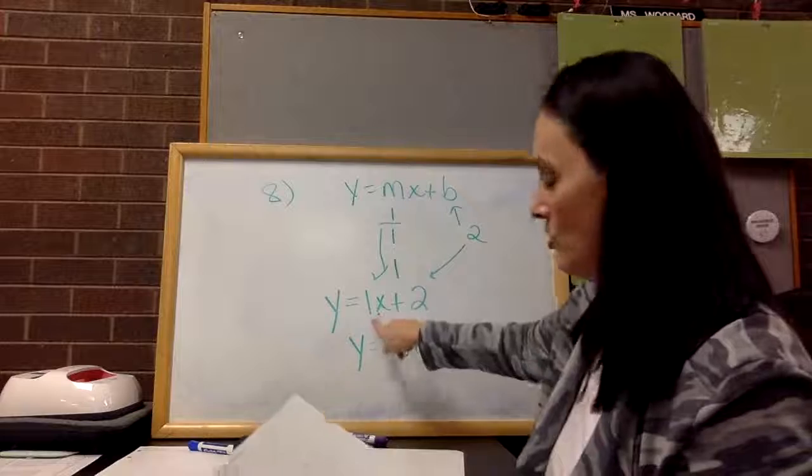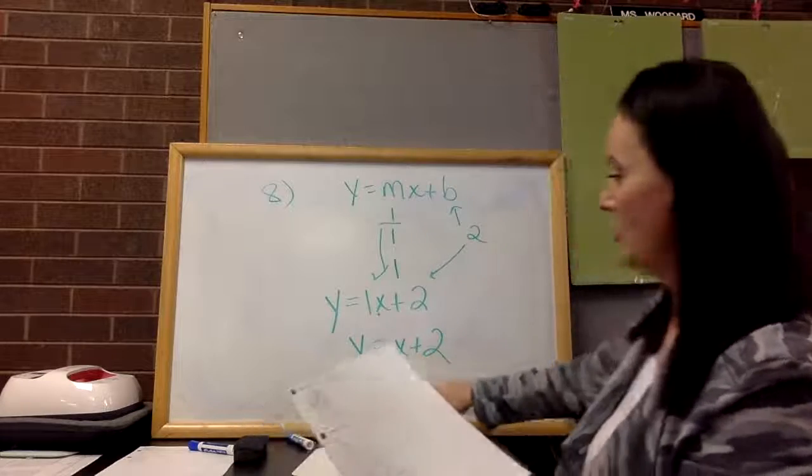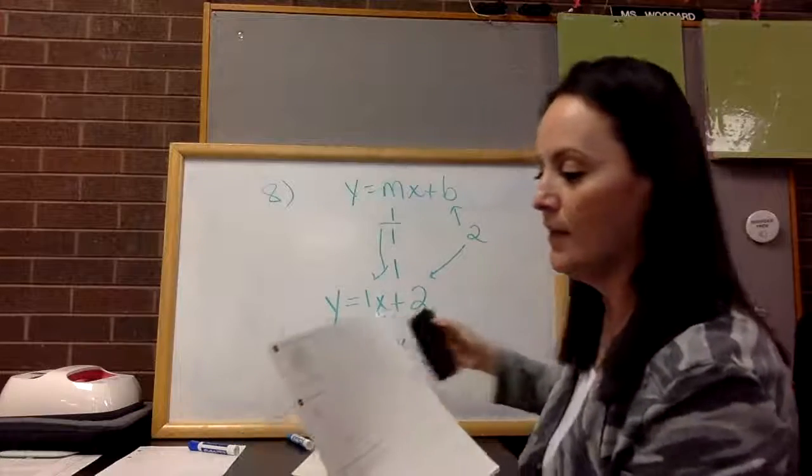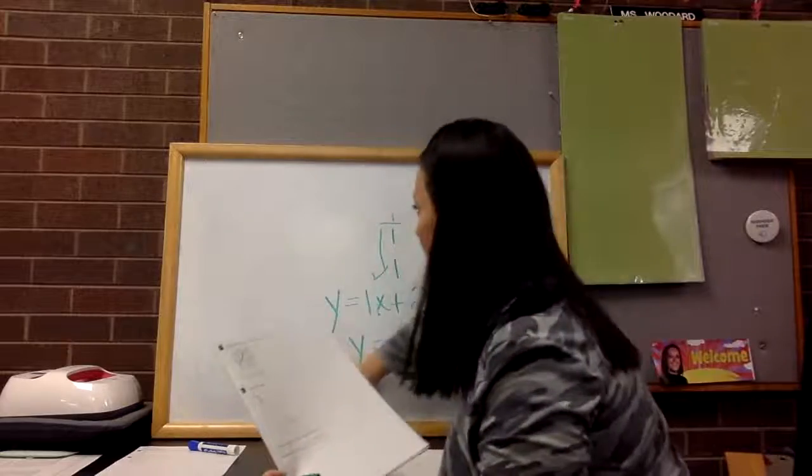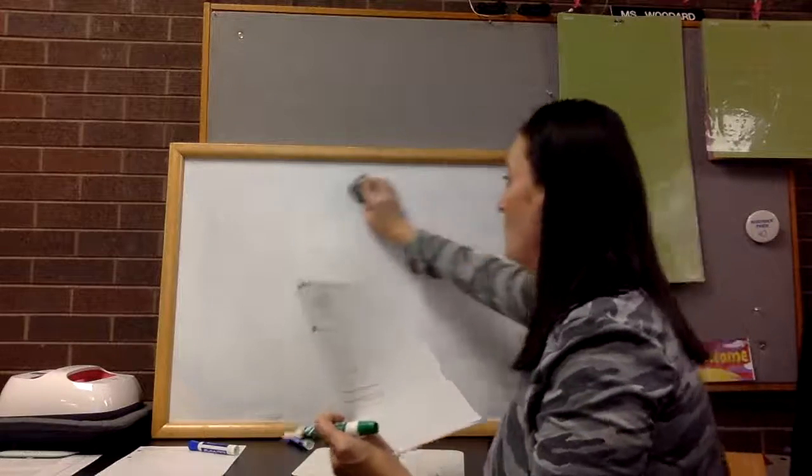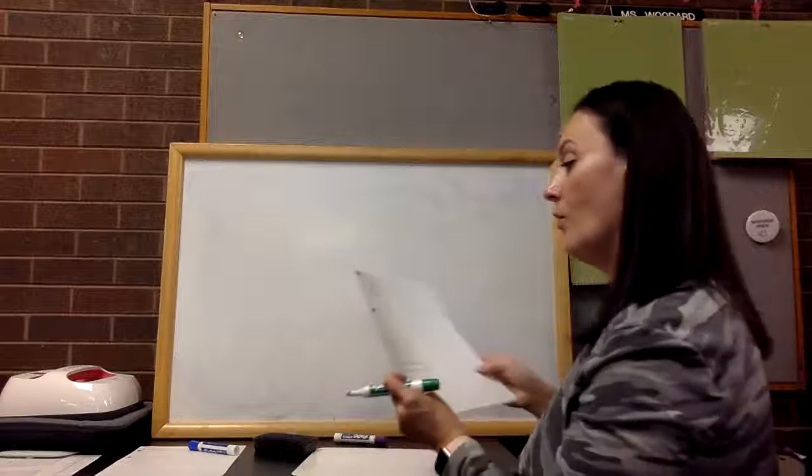Y equals x plus 2. You do not have to write that 1 in front. So number 8 should be y equals x plus 2. It looks like it's going through the y-axis at 2, and the slope is up 1 over 1, so it would just be a slope of 1.